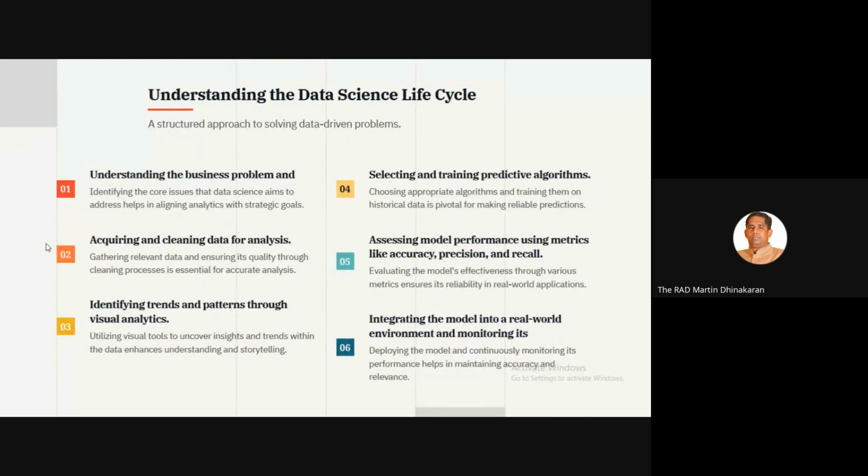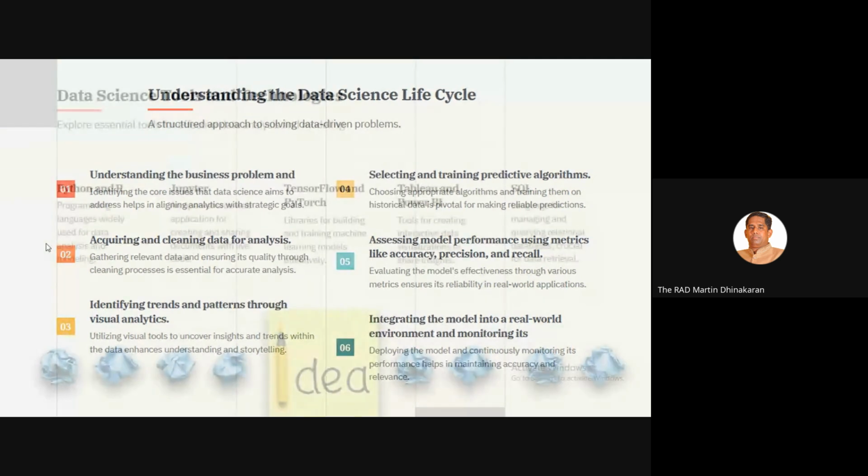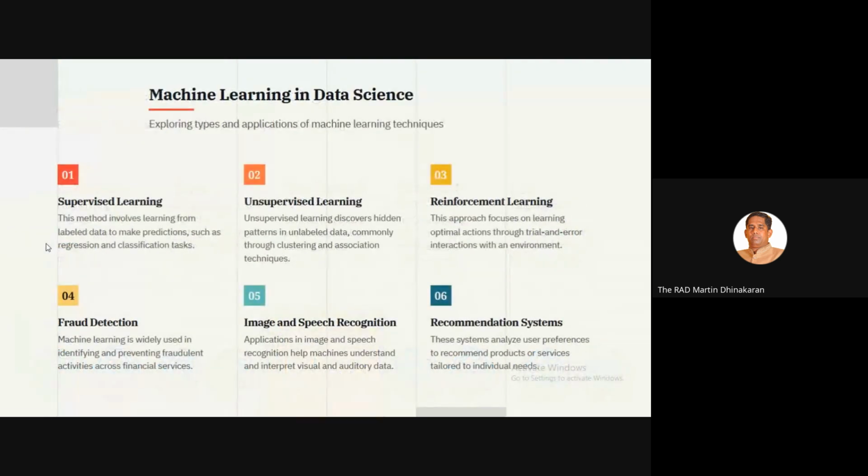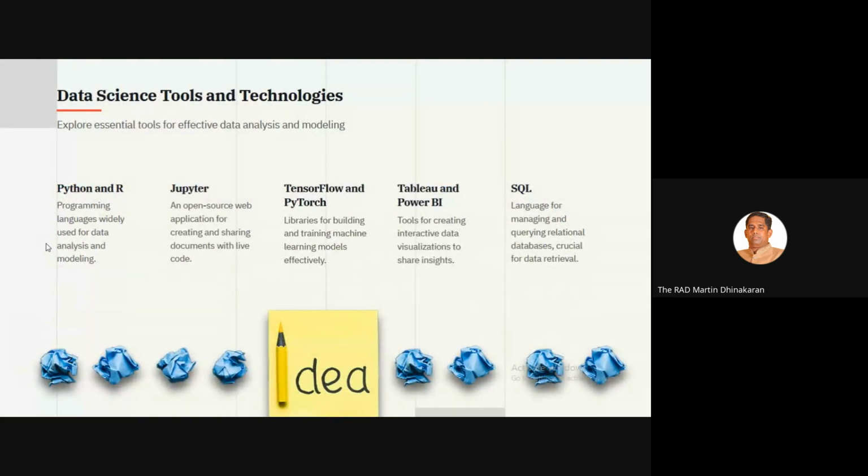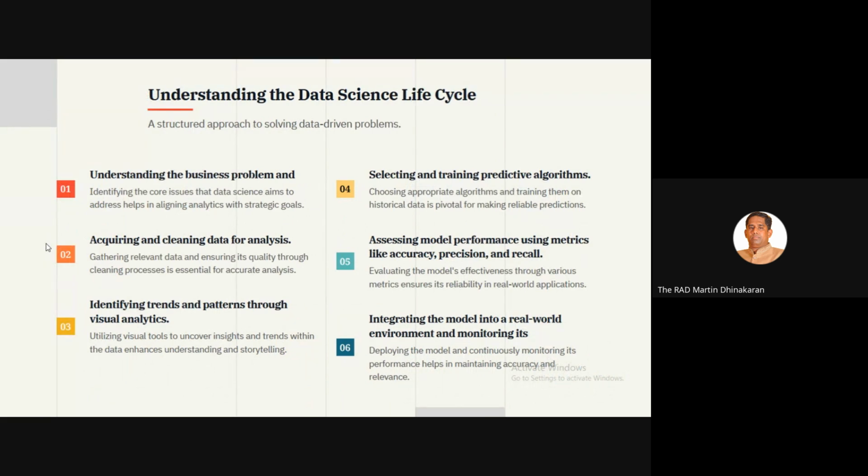Fourth is selecting and training predictive algorithms. Before this, I want to say what the algorithms are that are being used, what the selective and training algorithms are. Basically, for an algorithm to be used, the historical data is very, very important. It is pivotal. It is of great importance, and only then can the predictions be reliable, or else the predictions can be in a faulty state.